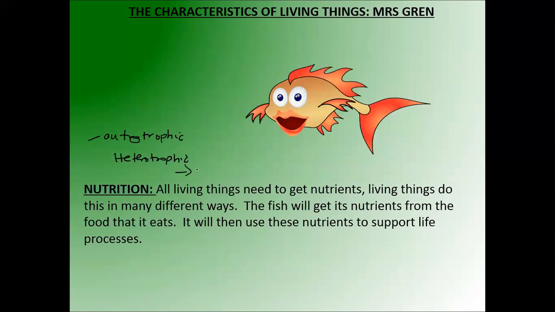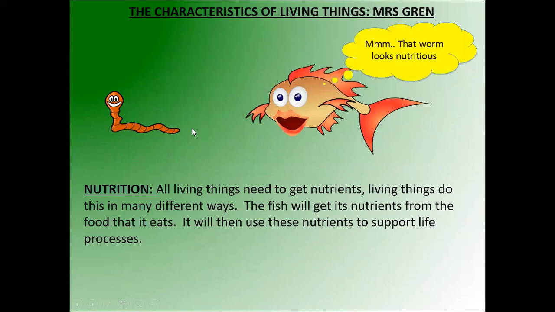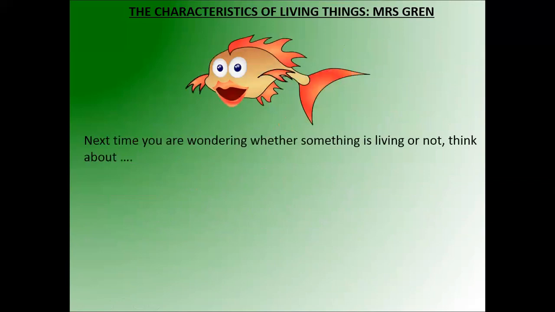An example of heterotrophic is the fish, because it cannot make its own food, but the autotrophic are plants, which are the producers. They make their own food, and that's why we call them autotrophic organisms. But the heterotrophic are organisms that do not have the capacity to make their own food. They depend on what the plants make. So also, this is the way the fish, that worm looks nutritious, so I want to get it. So it goes to get it.